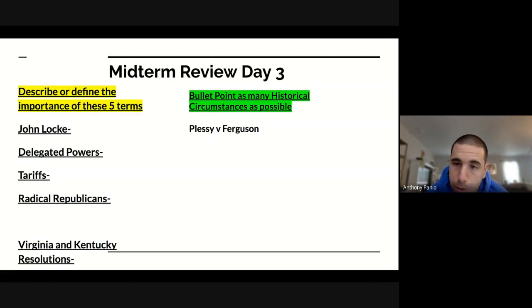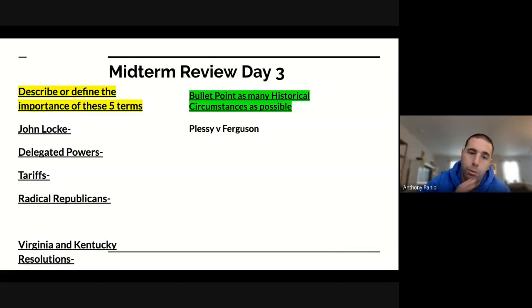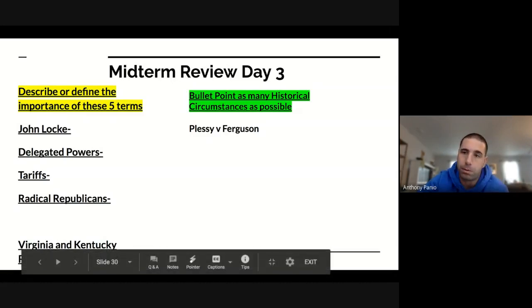So that was a Supreme Court case. What gets us to that Supreme Court case? What are some things that happen in American history that make the Supreme Court rule? Obviously, the Supreme Court needs things to happen for them to get a case and for it to rule. So what were those historical circumstances?